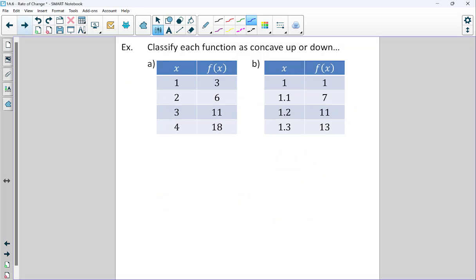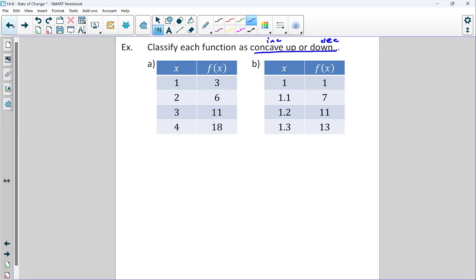All right, here's a similar question. Pause here, play when you're ready. So this time I'm just looking for concave up and concave down. Concave up and concave down is going to have to do with either second differences: second differences need to be positive, second differences need to be negative, or first differences need to be increasing, first differences need to be decreasing. Really doesn't matter which technique you do.